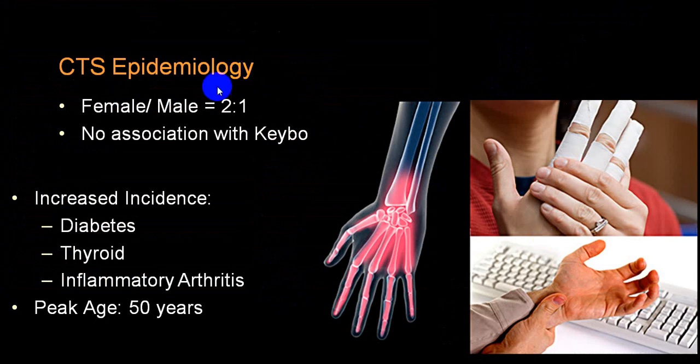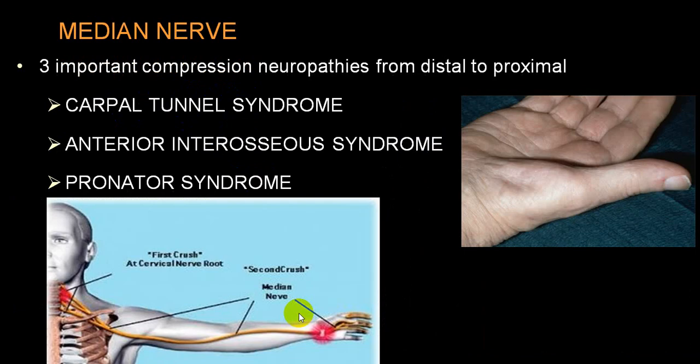Almost we have told you that 10:1 ratio, quite common, female more prone as compared to males. Increased incidence with diabetes, thyroid disorders like hypothyroidism. Peak age is between 40 to 60 years.